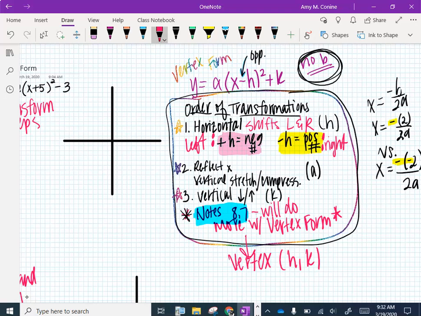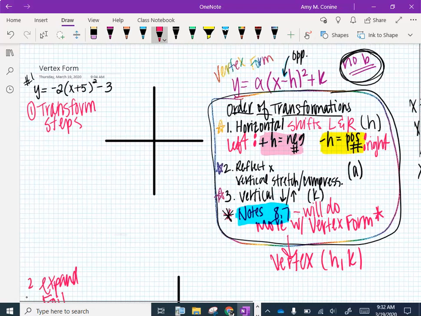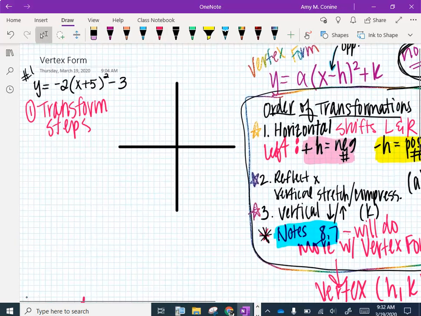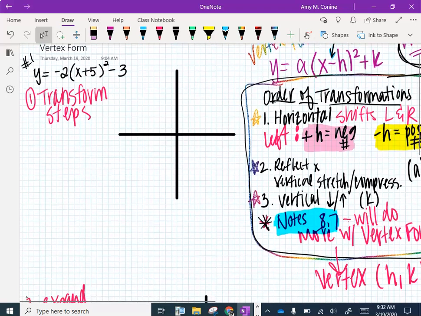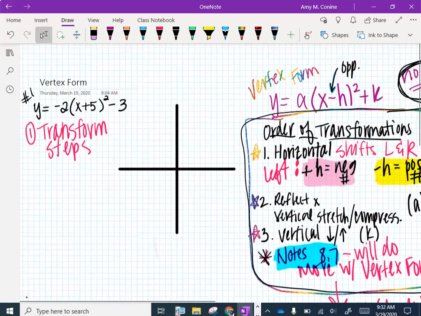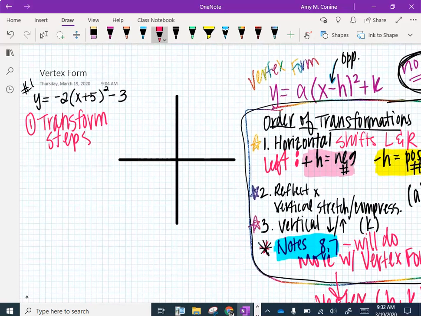So with that, let's move into our first example. So we've got this first one right here, and we're going to do it two different ways. We're going to use our vertex form and do the steps, and then we're going to expand and FOIL to show the trinomial like you have been graphing. So the first thing we're going to do, we have this quadratic in vertex form. It's y equals -2 times the whole thing, x plus 5 is being squared, minus 3. So I'm, like I normally do, just going to label my a.